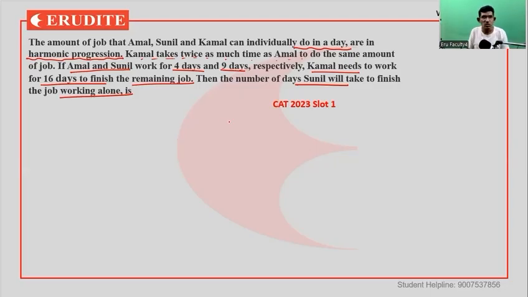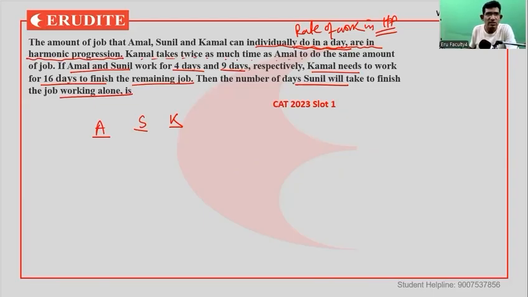So what do you do here? First I have Amal, Sunil, and Kamal, these three people. Now they say that the work they can do individually in a day is in harmonic progression. Work in a day means efficiency, or rate of work. Work done in a day is basically efficiency or rate of work. So the rates of work are in HP. That's the meaning of the question.